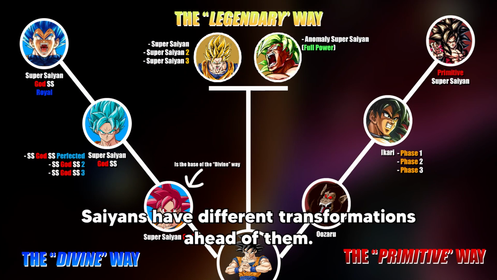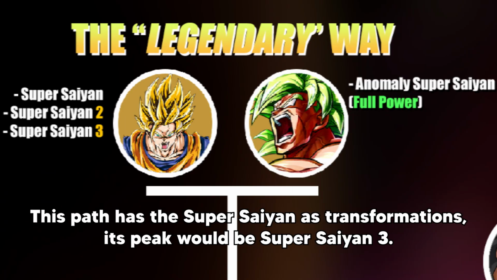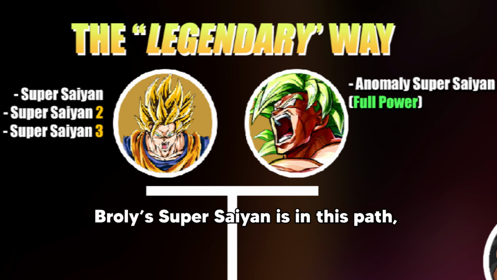Here's a simple schema. Saiyans have different transformations ahead of them. Let's start with the legendary path. This path has the Super Saiyan as transformations. Its peak would be Super Saiyan 3. And as you can see, Broly's Super Saiyan is in this path.